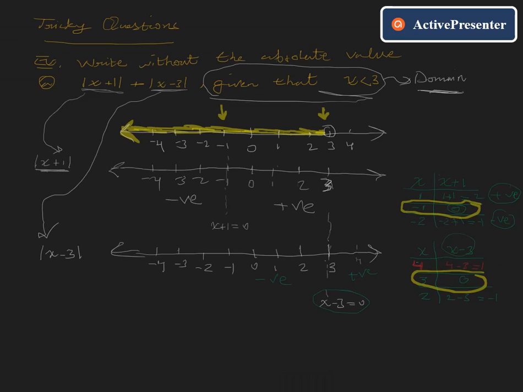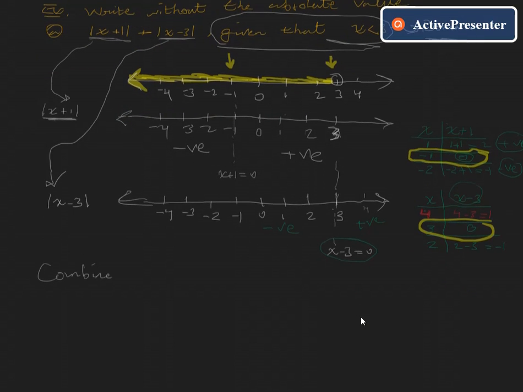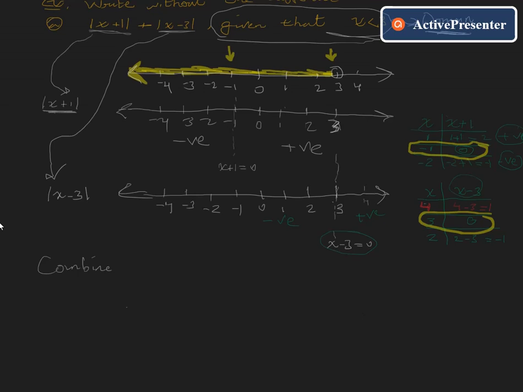Now combine the three graphs: the graph of our domain, the graph of the absolute value of x plus 1, and the graph of the absolute value of x minus 3. When combining them together, we can see how everything changes from 3 open, or you can say from negative infinity to 3 open. This is our domain, right?